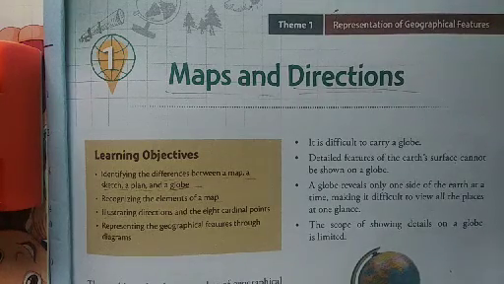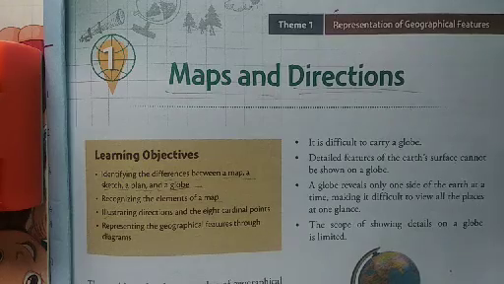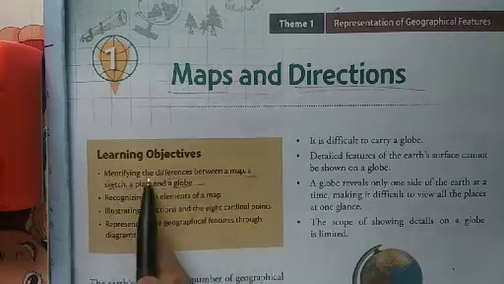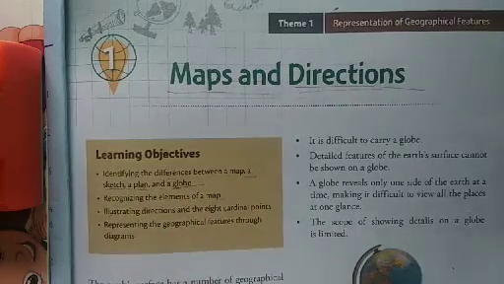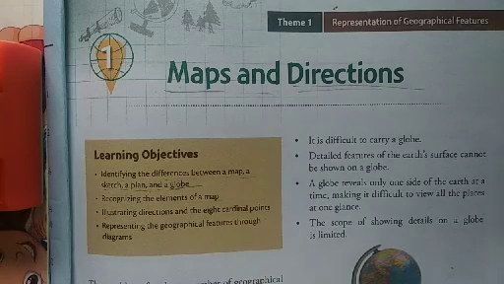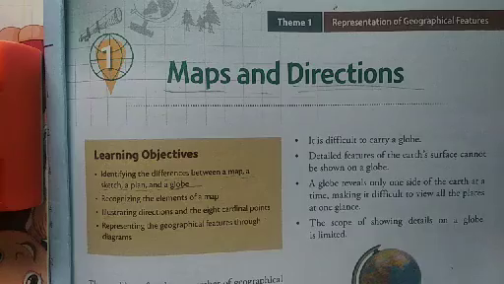In this module we will be covering the first chapter, that is maps and directions. The learning objectives in this chapter are to identify the difference between a map, a sketch, a plan and a globe, recognize the elements of a map, illustrate direction and the 8 cardinal points, and represent geographical features through diagrams.